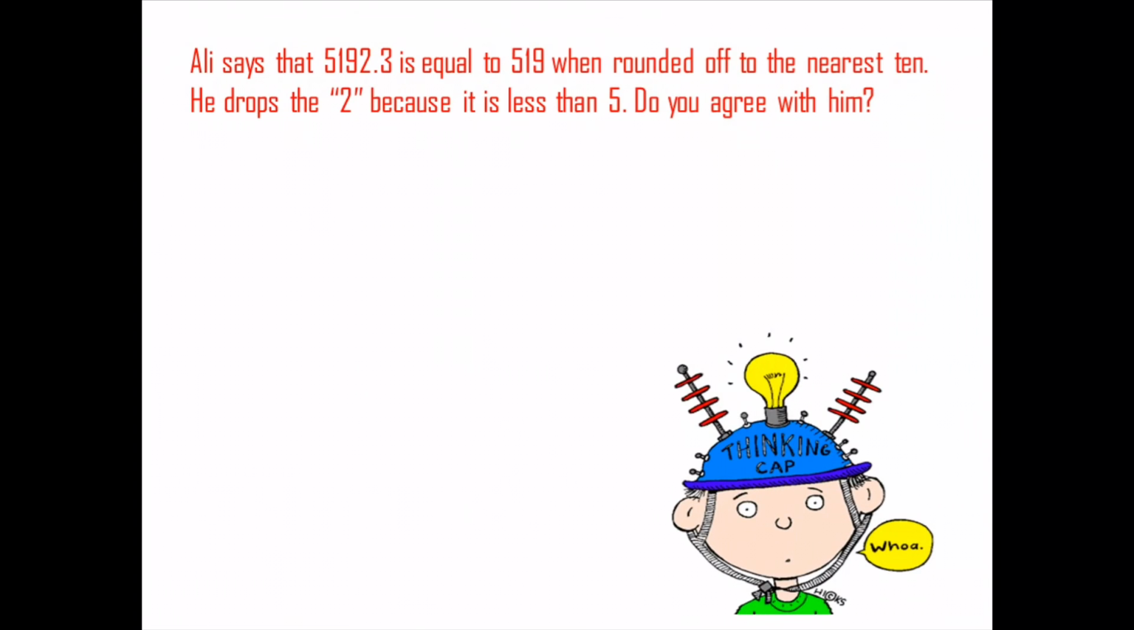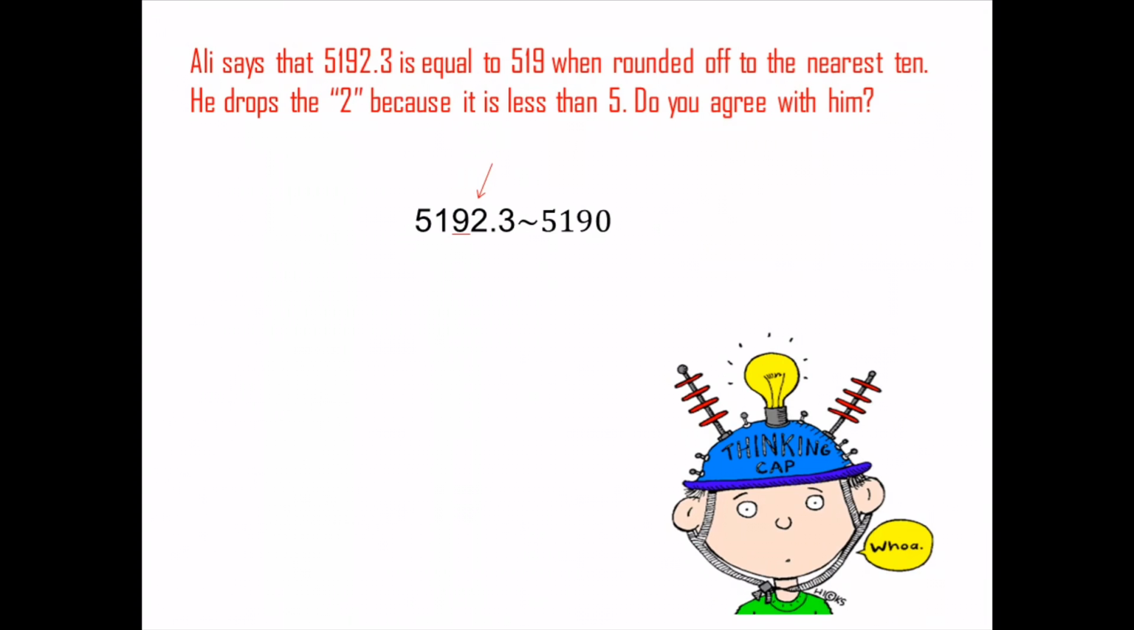Ali has 5192.3 which has 4 digits before the decimal, and he has to round off to the nearest 10. The number which is in the 10s place is 9 and the number in the units place is 2. So he has to select 9 and check 2. 2 is less than 5. Yes, it will give nothing to 9 and we shall drop it. But drop doesn't mean that we shall remove it, we shall make it 0.